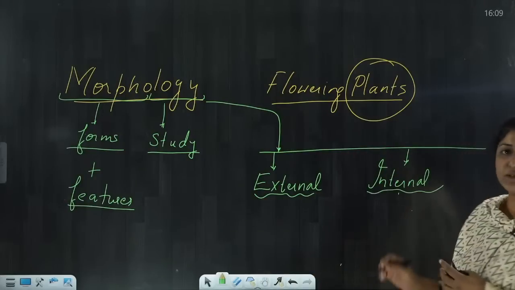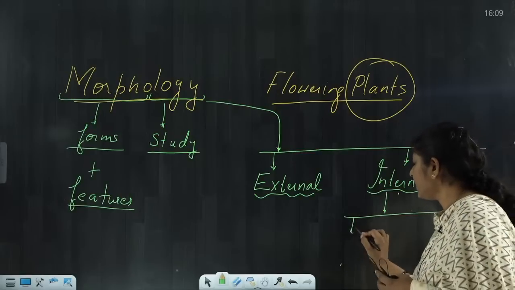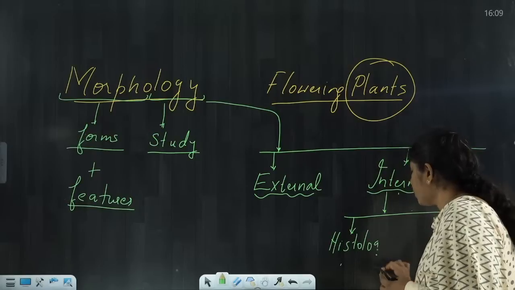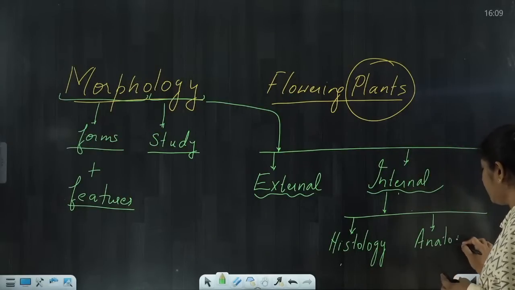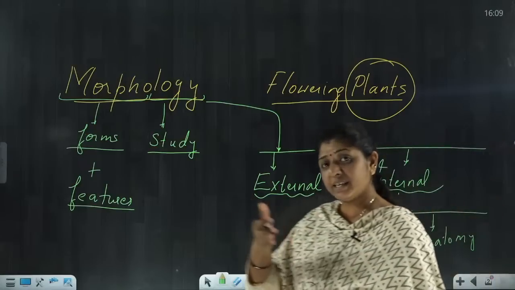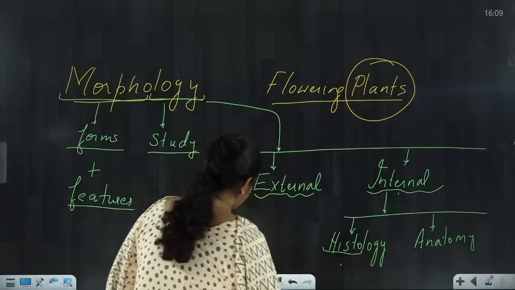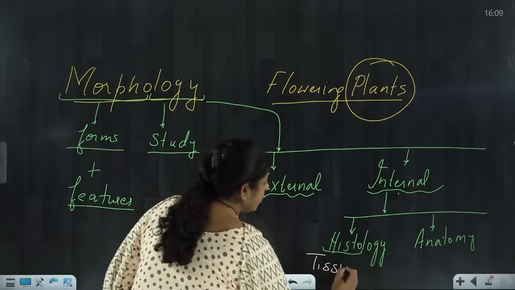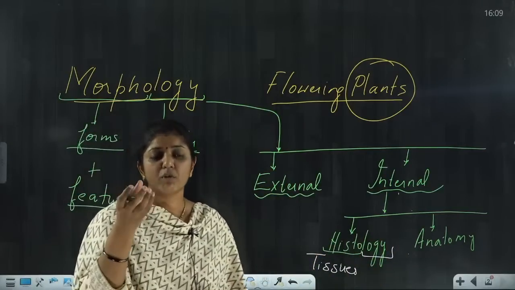Internal morphology will go further into two things. One is histology. Next is anatomy. Now again, we have to dissect the word to get the meaning out of it. Histo means what? Tissues. Ology means study. Study of tissues. Now what are tissues?